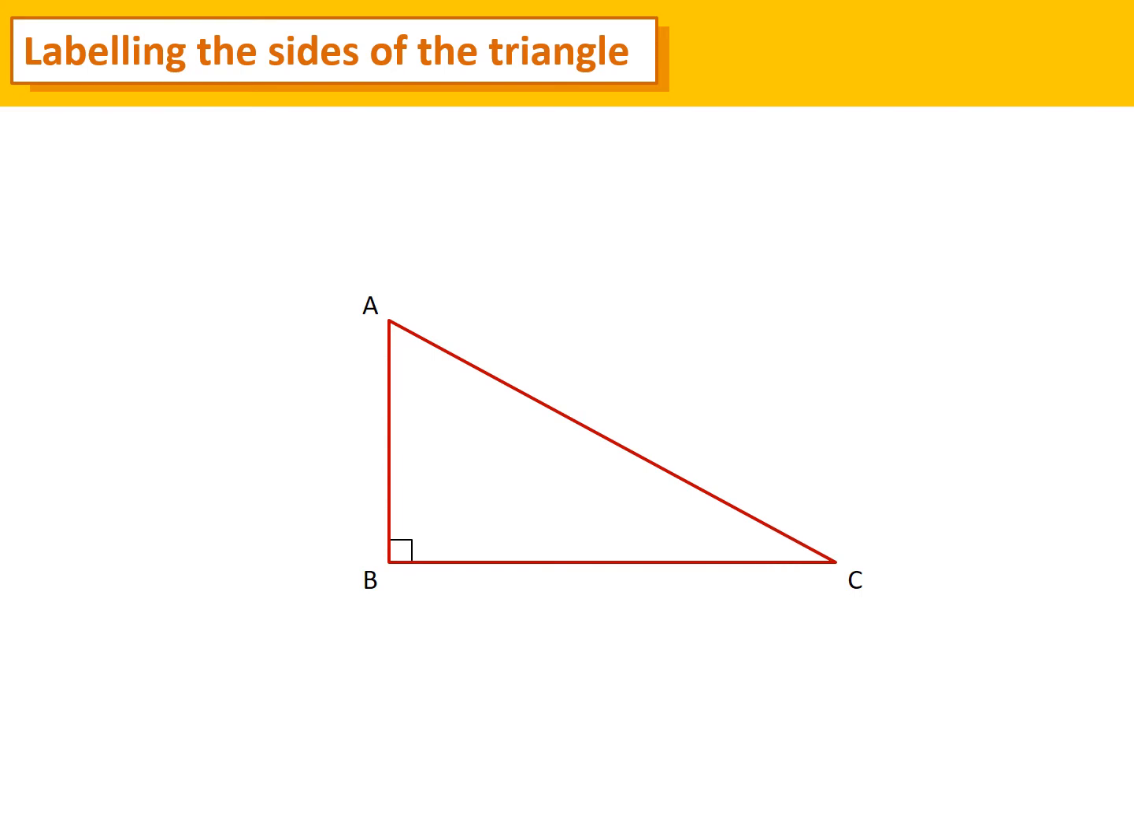Let's make sure we're clear. There's the angle. Imagine it's an eye. The eye of the angle looks at the opposite side. The right angle looks out onto the hypotenuse, and the third side is the adjacent.